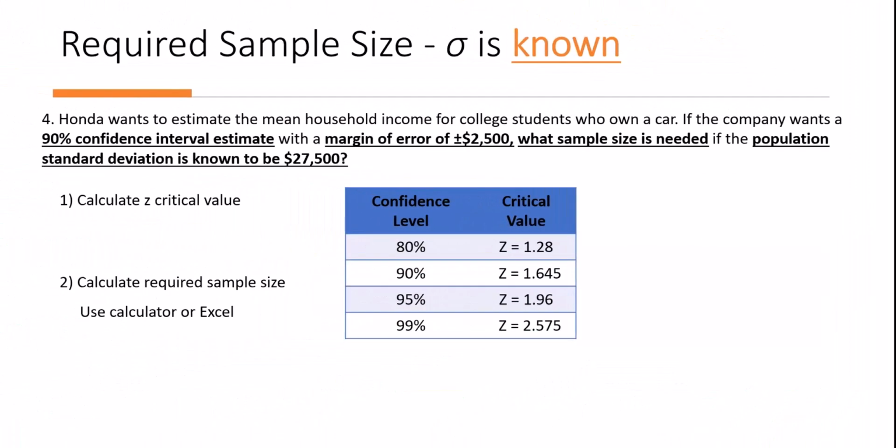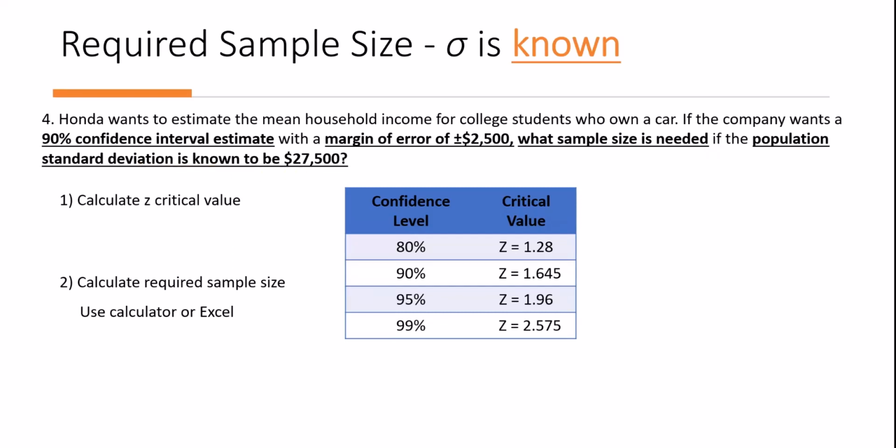Let's go to question number 4. So Honda wants to estimate the mean household income for college students who own a car. If the company wants a 90% confidence interval estimate with a margin of error of plus or minus $2,500, what sample size is needed if the population standard deviation is known to be 27,500?